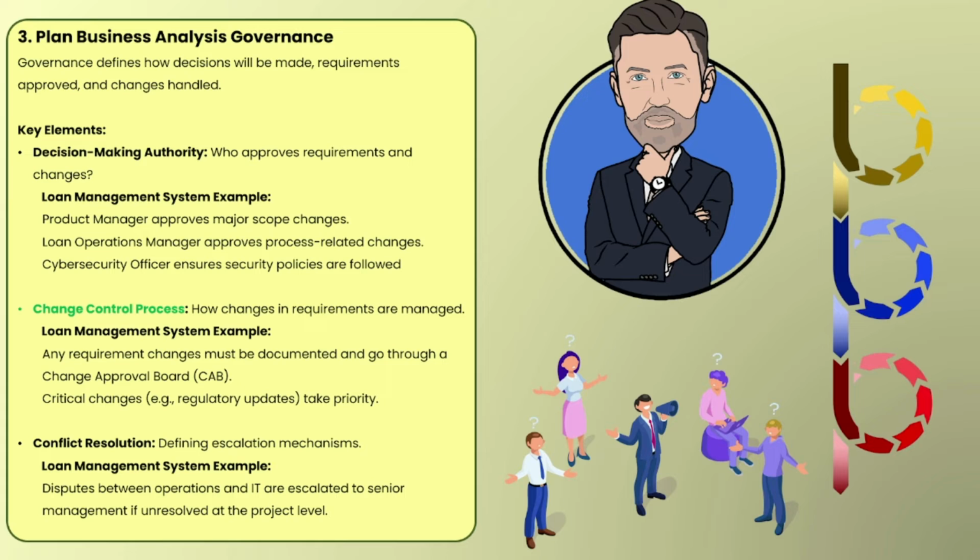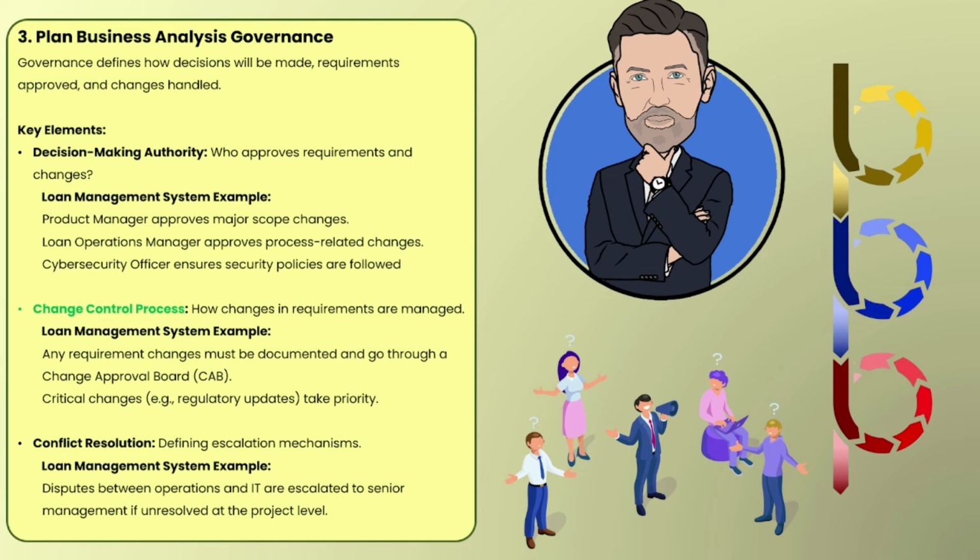There is always conflict between the operations team and IT. The operations team always wants something which is 100% according to them, and it should be perfect, but there are always limitations from the IT team, that a few things are not possible or not within their limit. So such conflicts are always there between operations and the IT team, and in this case if it is not resolved, then it is the BA's role to escalate to the senior management. So in this way the BA plans business analysis governance.